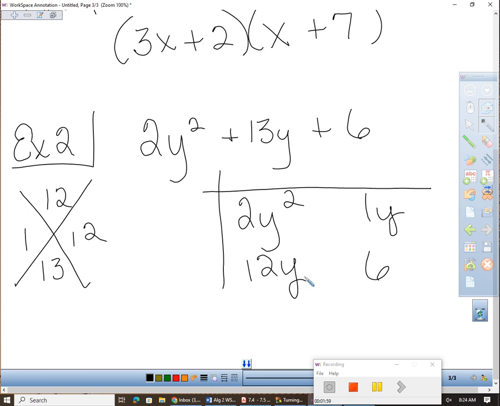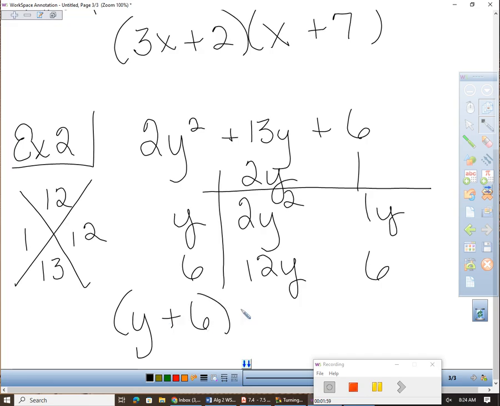Now, I take out the greatest common factor in each row. In the first row, between 2y squared and 1y, what is the only thing they have in common? 1y. In the bottom row, 12y and 6, what do they have in common? They have a 6. Up and down, we have 2y squared and 12y. We can take out a 2 and a y. Excellent. And what about between 1y and 6? Just 1, exactly. All right, so now we're going to write our factors. I have y, and that's a positive 6, so plus 6. And 2y plus 1.